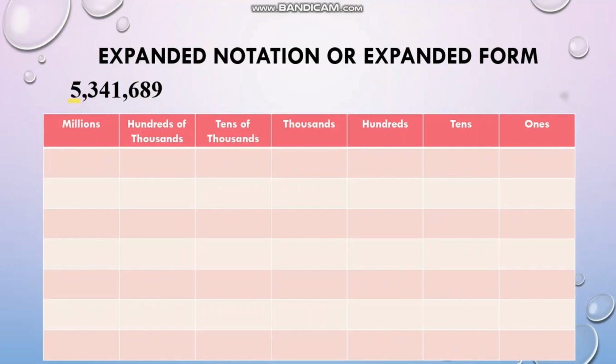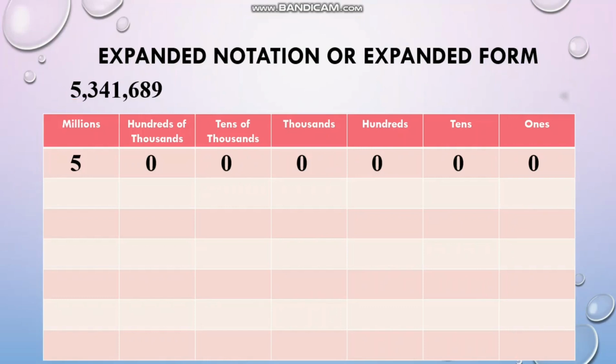Now let's look at the first digit on the left, 5. The digit 5 in the number represents 5 million. So in the first row under the heading, we write 5 in the millions column and 0 in the rest of the columns because we're only focusing on one digit at a time.